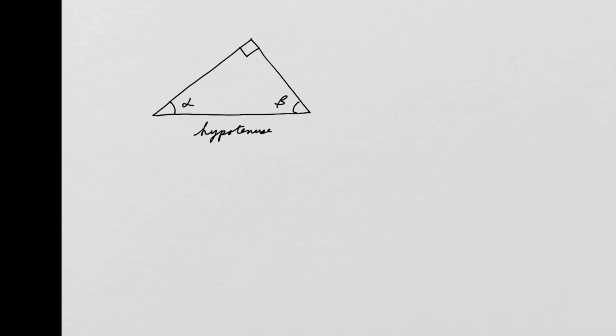This side, since it's next to the angle alpha, this is the side adjacent to alpha, but it's opposite angle beta, so this would be opposite beta. And then this side is next to beta, so it's adjacent to beta, but it's opposite alpha, right? Opposite the angle alpha.